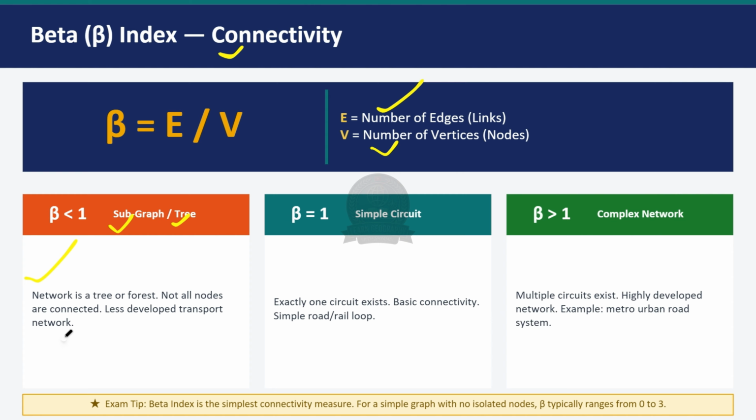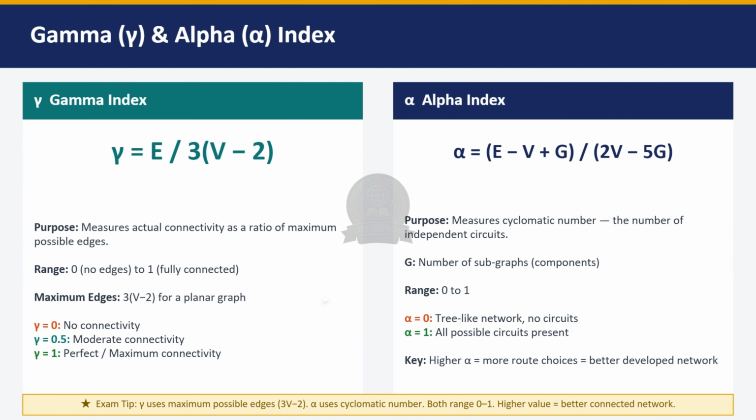This is a less developed transport network. If the beta index is equal to 1, it creates a simple circuit. That means exactly one circuit exists, basic connectivity and a simple road or rail loop. If the beta index is larger than 1, that means it is a complex network, and it implies multiple circuits exist, a highly developed network, for example metro or urban route systems. Beta index is the simplest connectivity measure for a single graph with no isolated nodes. Beta typically ranges from 0 to 3.